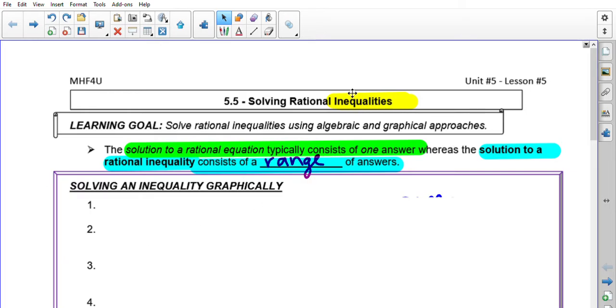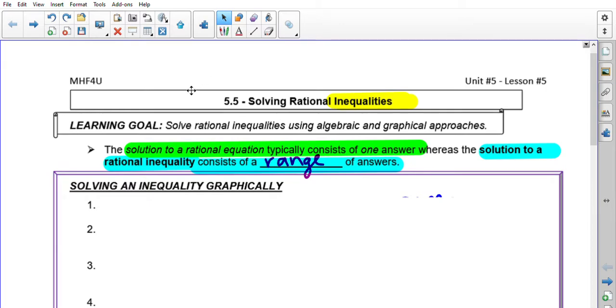Notice that I've highlighted the term inequalities here because this should ring some bells back to solving polynomial inequalities in Unit 4. Remember we solved those graphically and algebraically, and when we solved polynomial inequalities algebraically, we always had to use an interval chart. So it's going to be very similar today as well. But before we go into algebraically, we will do graphically first.